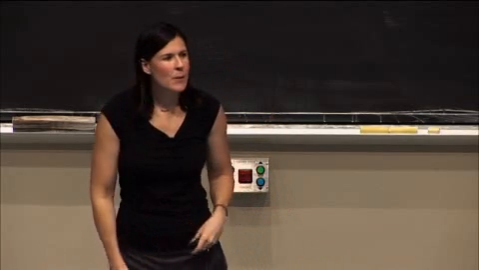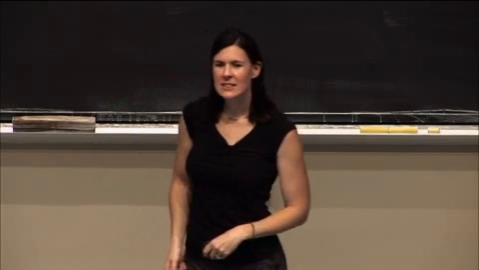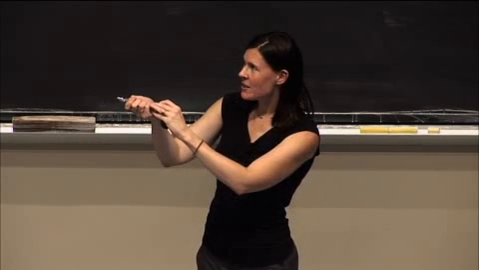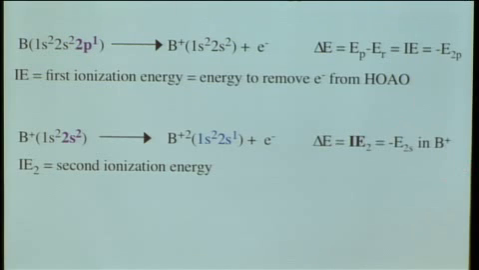And what we say when we talk about the delta energy is that this is going to be equal to IE2, or the second ionization energy, or we could say the negative of the binding energy of a 2s electron in B+. So it's important to note that it's not in B. Now we're talking about B+, because we've already taken an electron out here.